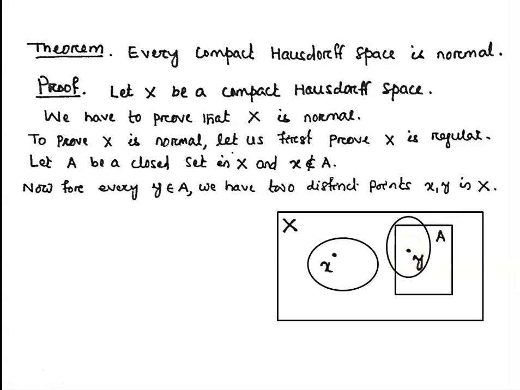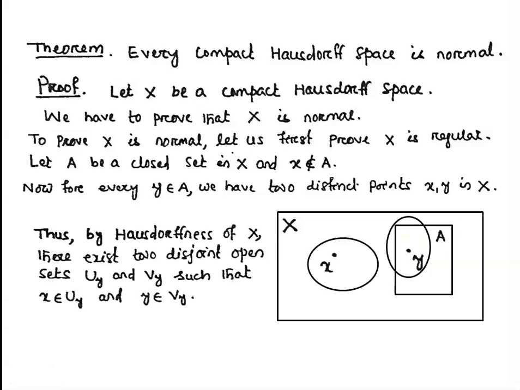So by Hausdorffness, there exist two disjoint open sets, where one of those open sets contains x and the other one contains y. So by Hausdorffness of X, there exist two disjoint open sets Uy and Vy, such that x belongs to Uy and y belongs to Vy. Here this is our Uy which contains x, and here we have Vy which contains y.